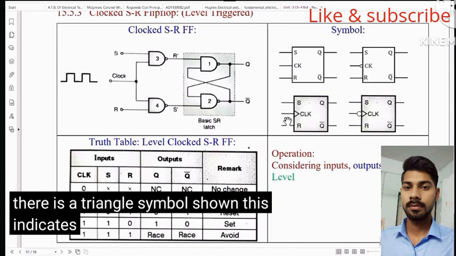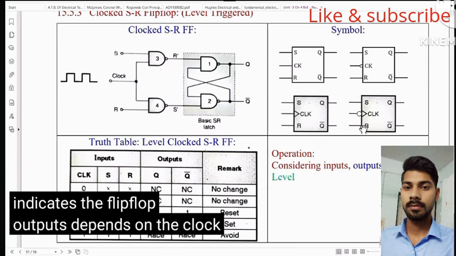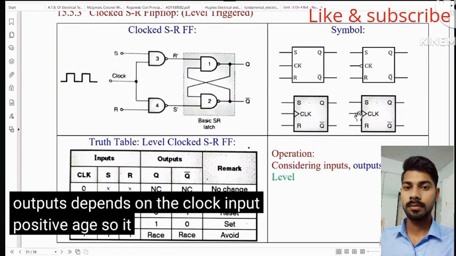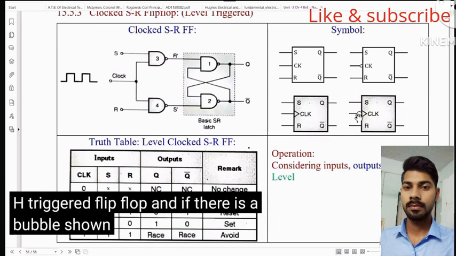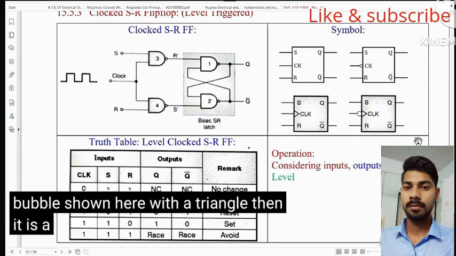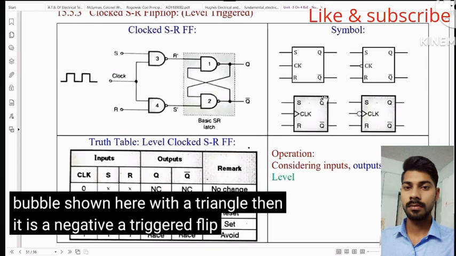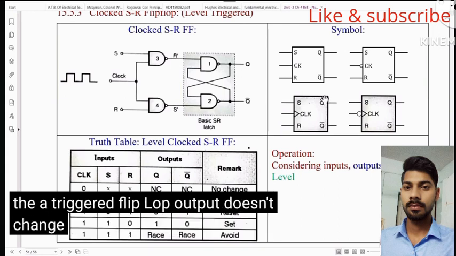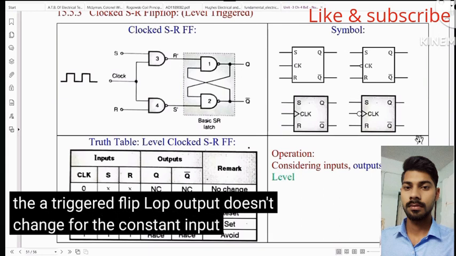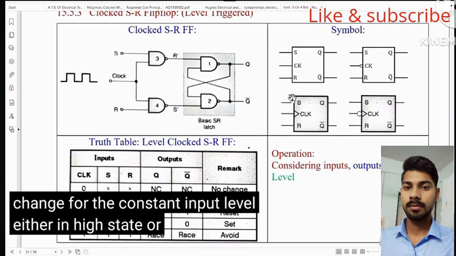This indicates the flip-flop outputs depend on the clock input positive edge. So it is called a positive edge triggered flip-flop. And if there is a bubble shown here with a triangle, then it is a negative edge triggered flip-flop. The edge triggered flip-flop output doesn't change for the constant input level either in high state or low state.